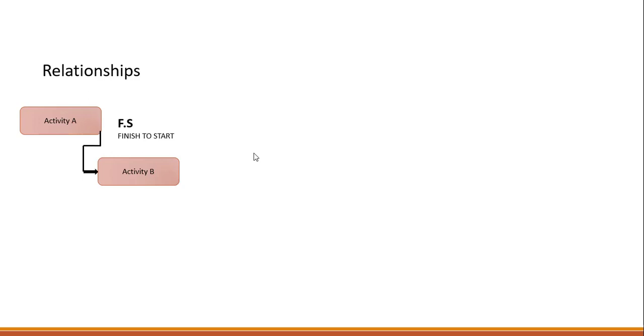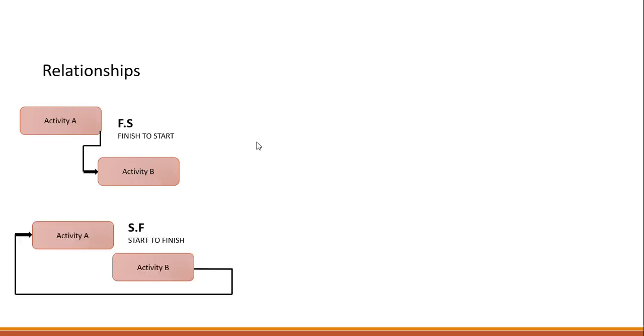Next, let's look at what relationships are in MS Project, because this is very important. While assigning different kinds of activities to each other, or giving predecessors and successors, we need to understand the relationships deeply. So the first relationship is finish to start. It means that after completion of activity A, B will start. So this is finish to start.